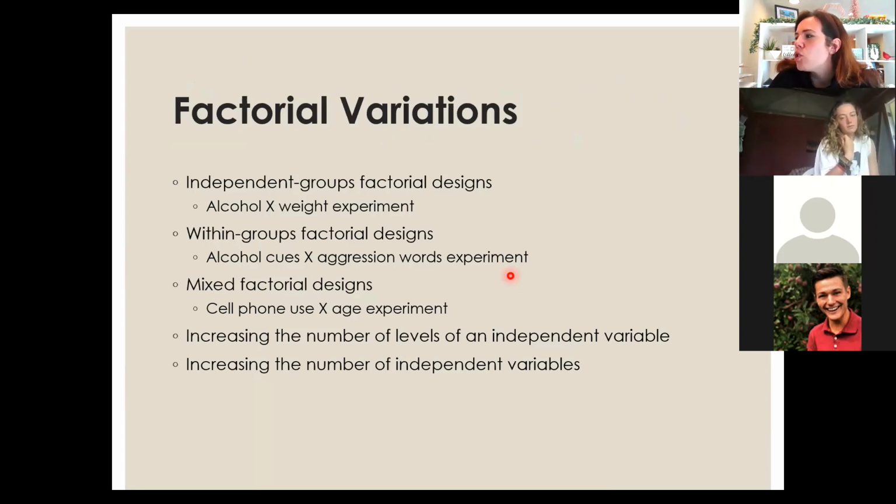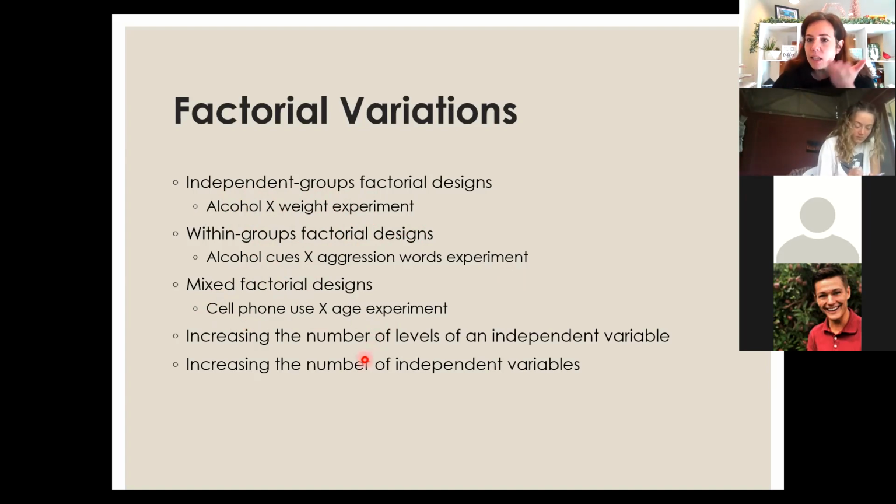Okay. So here's some variations that you can use on a 2x2 design. If you do an independent group factorial design, it could be alcohol, whether they have alcohol or not, or small amount versus large amount, and what body weight are they in? A within group factorial design would be getting the alcohol cues, right? Whether you're getting the alcohol versus a plant, and the aggression word experiment. And then a mixed factorial design would be the cell phone use and age experiment, okay?